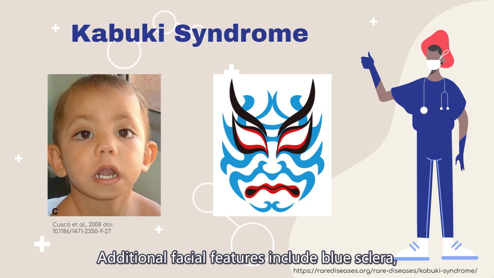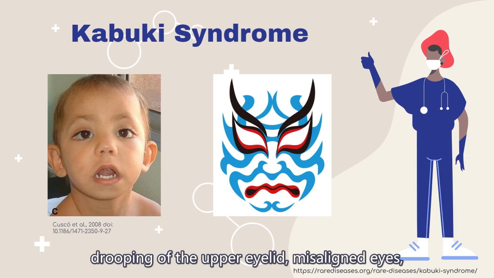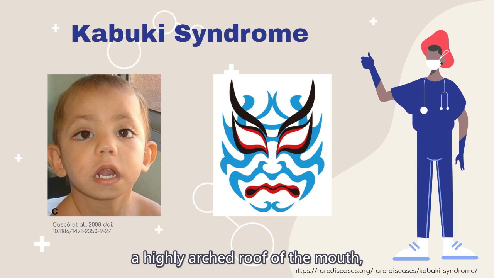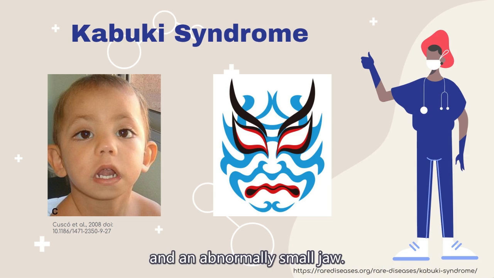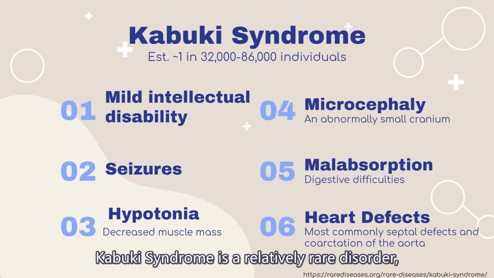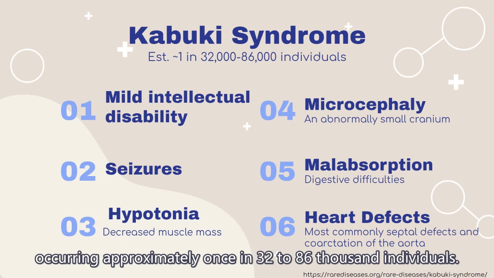Additional facial features include blue sclera, drooping of the upper eyelid, misaligned eyes, a highly arched roof of the mouth, depressions of the inside of the bottom lip, and an abnormally small jaw. Kabuki syndrome is a relatively rare disorder, occurring approximately once in 32 to 86,000 individuals.